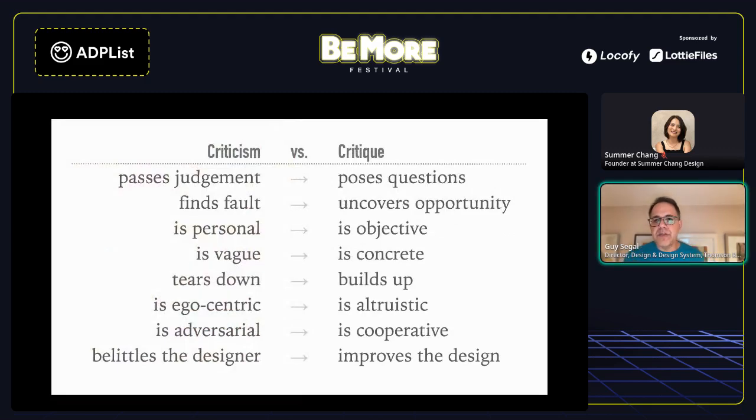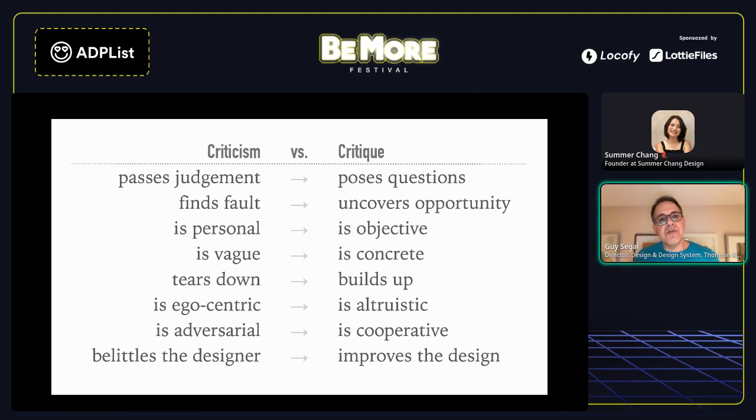And that's because we don't always know the difference between critique and criticism. When we think about all those past bad experiences with design critiques, what we most likely experienced is criticism. It's a passing of judgment, finding fault with the work. This is wrong. It felt very personal. It felt like the criticism was really against us.